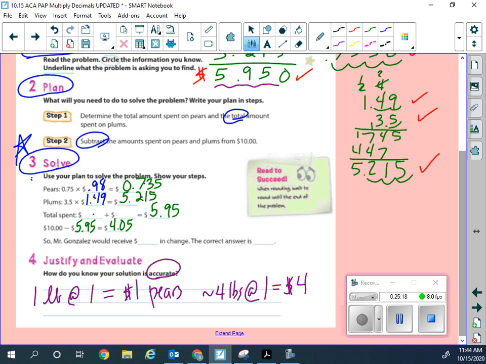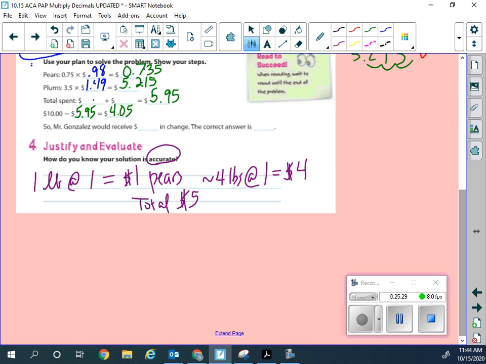So together, what would the total be? No, $1 for pears and $4 for plums. So that would be $5. So then my change would be $5. Is that sort of close? Yeah. Really close.